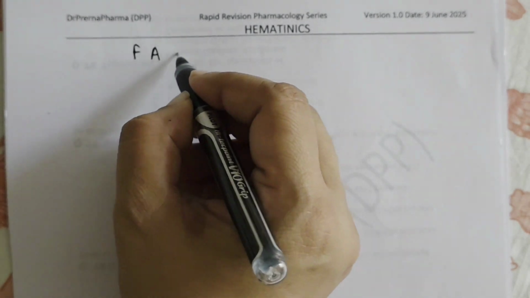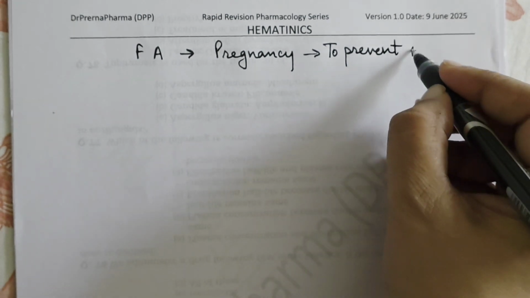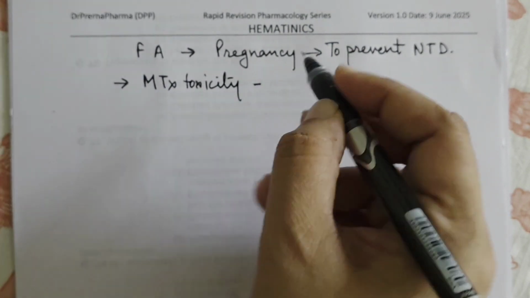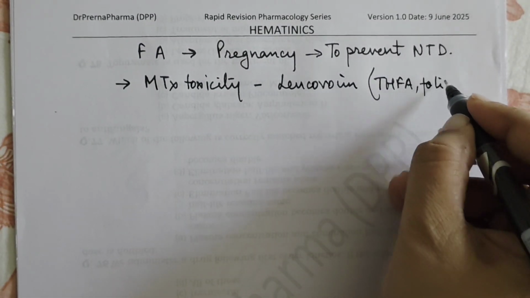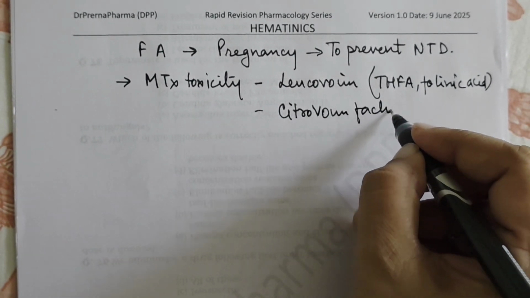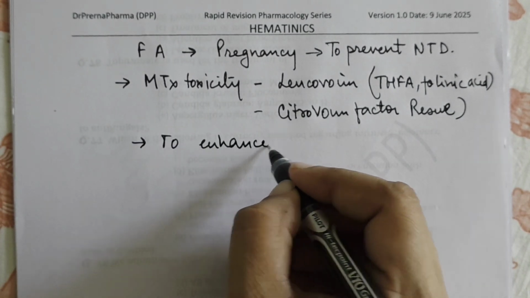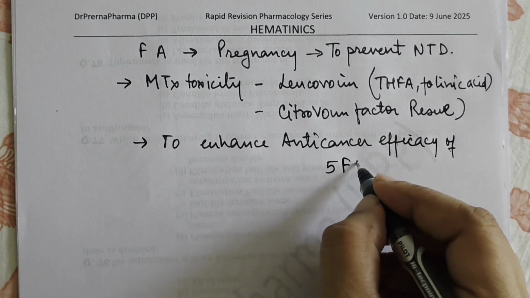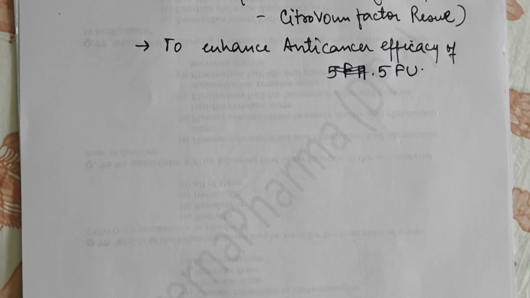Now folic acid is useful in pregnancy to prevent neural tube defects. Then in methotrexate toxicity, we use leucovorin, which is actually reduced folic acid, THFA or folinic acid. So we are giving it directly by bypassing that reaction, and it is also called as erythropoietin factor, and it is called as rescue. Then it is also given to enhance the anti-cancer efficacy of 5-fluorouracil. Okay, so these are important points related to folic acid.